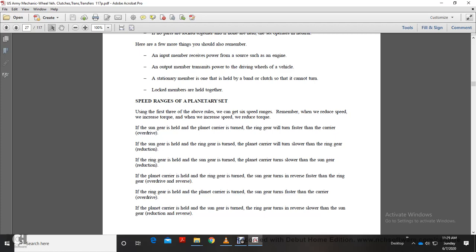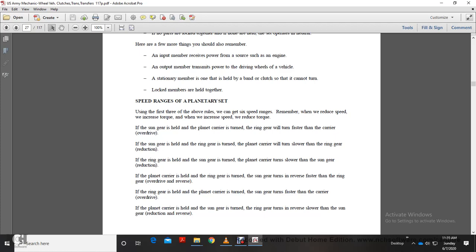Using the first three of the above rules, we can get six speed ranges. Remember that we reduce the speed to increase the torque at the wheel, and increase the speed to reduce the torque. If the sun gear is held and the planet carrier is turning, the ring gear will turn faster than the carrier: overdrive. If the sun gear is held and the ring gear is turned, the planet carrier will turn slower than the ring gear: reduction.